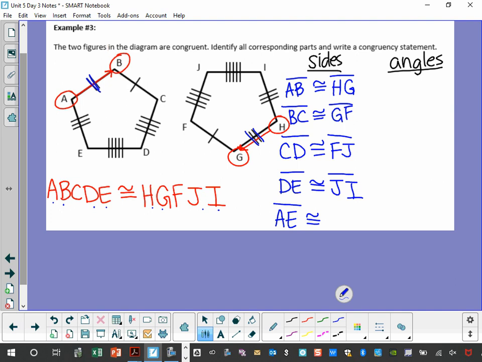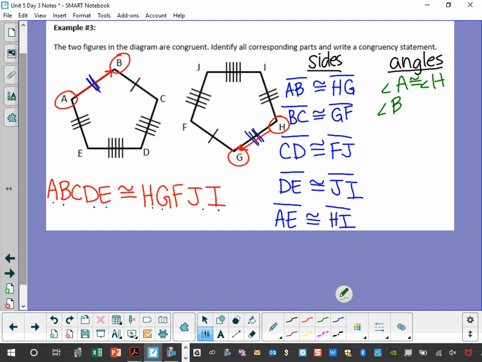AE is HI. Good. Alright, now we can go through my angles. Angle A is congruent to which angle? H, yes. Alright, so you guys can go through this if you can wait for me, or you can go ahead.